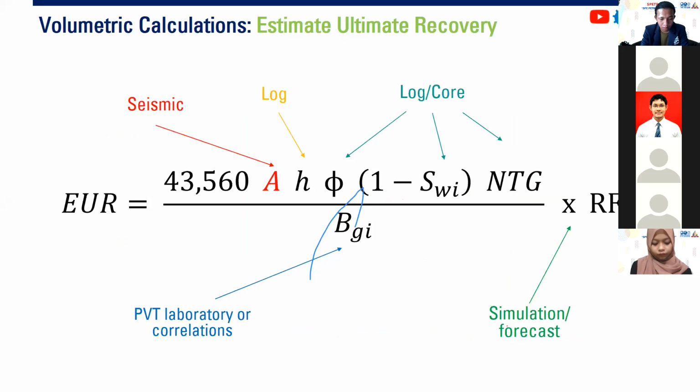After we obtain the gross rock volume, the area and then thickness, we obtain all the data like this. The area, we take from seismic; thickness from log; porosity, initial water saturation, and net to gross from log, or we can also analyze them from core. Bgi, or formation volume factor for gas, we take from the PVT laboratory, or we can also use correlations. RF, we obtain by calculation, by analysis, or by simulation.